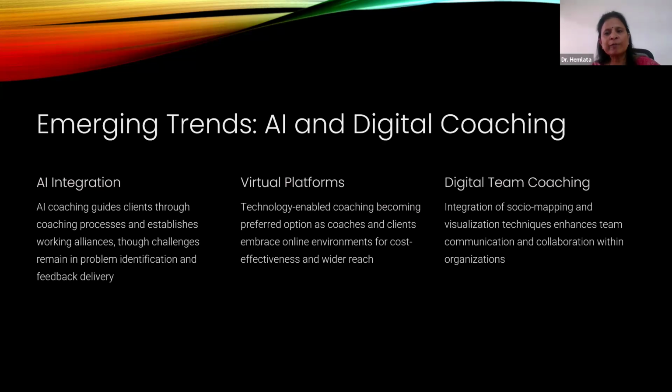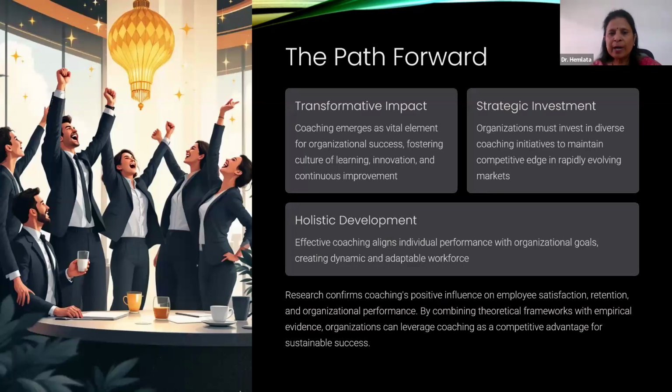Digital team coaching: integration of socio mapping and visualization techniques enhances team communication and collaboration within the organization. This is the path forward, the conclusive style. Transformative impact: coaching emerges as a vital element for organizational success, fostering a culture of learning, innovation, and continuous improvement.